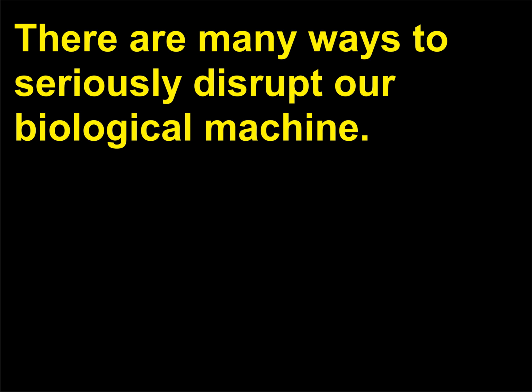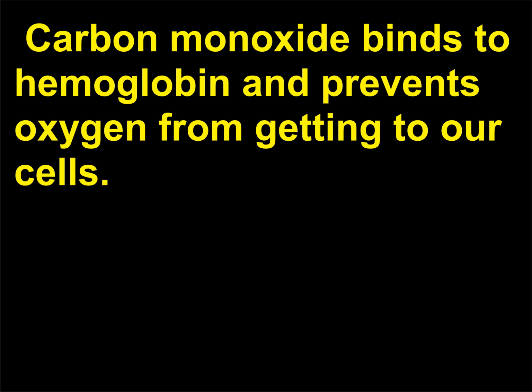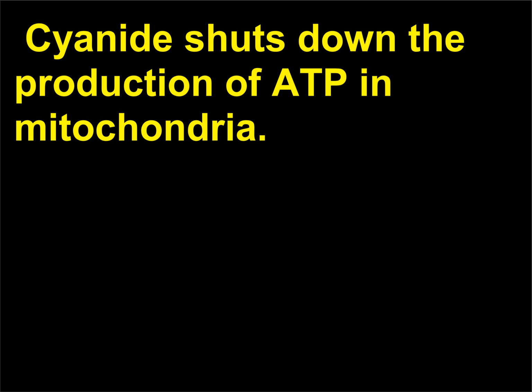There are many ways to seriously disrupt our biological machine. Carbon monoxide binds to hemoglobin and prevents oxygen from getting to our cells. Cyanide shuts down the production of ATP in mitochondria.